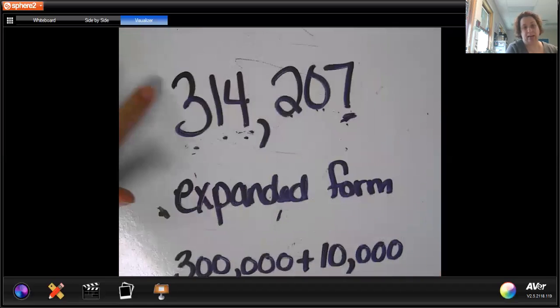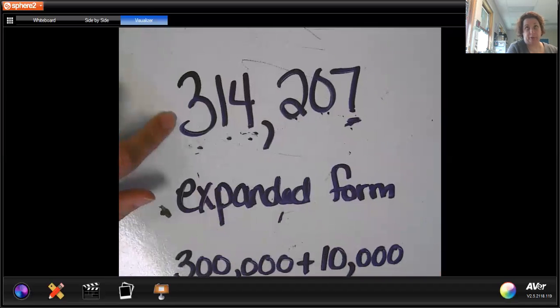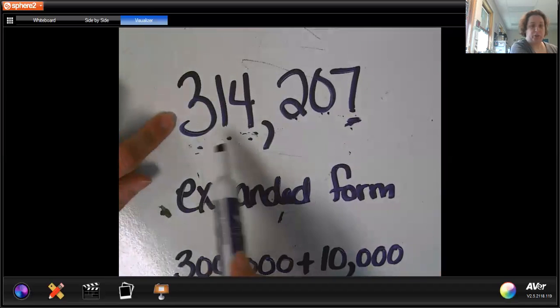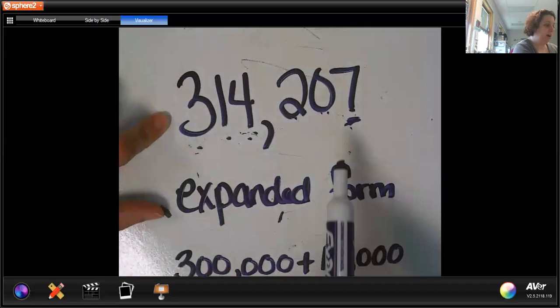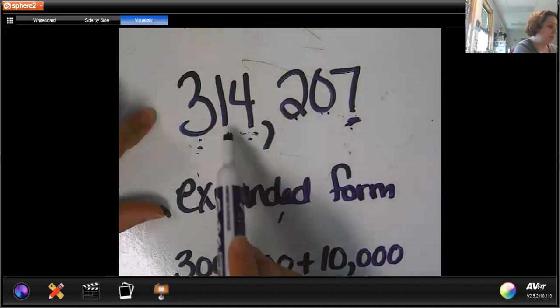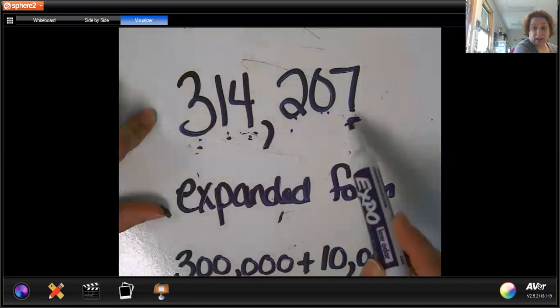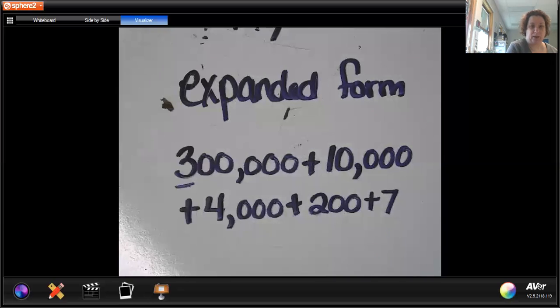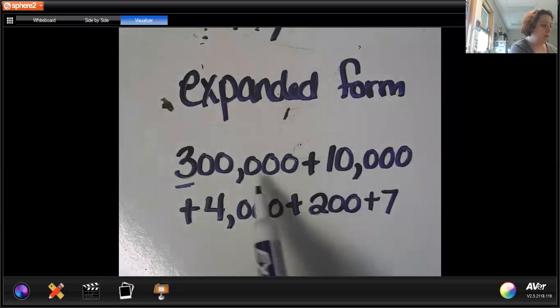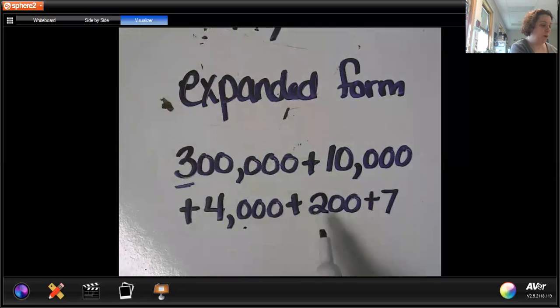And you should have as many numbers that you're adding together as you have digits that are not 0 in this number. So what I mean by that is, in this number, I have 1, 2, 3, 4, 5 digits that are not 0. So when I look at my problem down here for expanded form, I should have 1, 2, 3, 4, 5 different numbers in that problem.